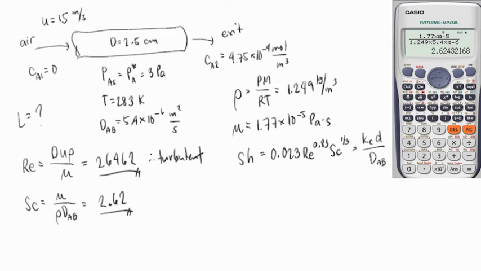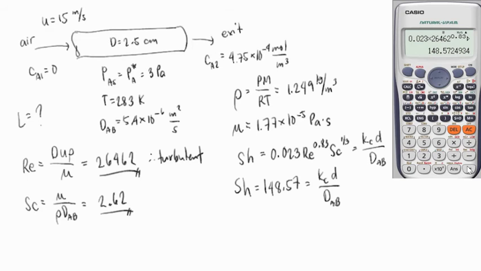Going back, since we now have our correlation, we can now substitute our Reynolds and Schmidt number to determine our Sherwood number. Let's calculate. That is 0.023 multiplied by Reynolds number, 26,462 raised to 0.83 multiplied by the Schmidt number, 2.62 raised to 1/3. Our Sherwood number is 148.57. And this is equal to Kc times the tube diameter over the diffusivity DAB.